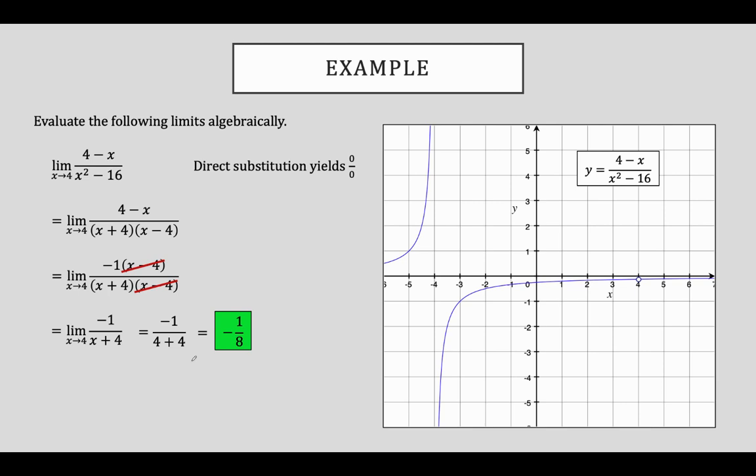Again, we can always verify our work graphically. Here I have the graph of our function, 4 minus x divided by x squared minus 16. It's a nice rational function. And as the x values get closer and closer to 4, the y values get closer and closer to -1/8. Again, notice we actually have a hole in the graph, all right? Whenever you're dealing with a rational function and you get 0 over 0, that means we have a hole in the graph when x equals that value, at x equals 4 in this case.